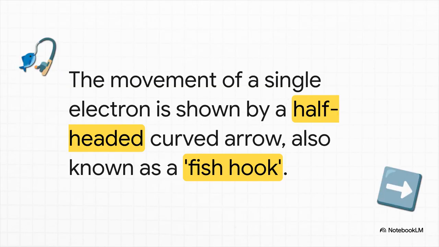In chemistry, you've got to watch the arrows. They tell you the whole story. And for this kind of split, we don't use a regular full-headed arrow. Instead, we use this special half-headed arrow that looks kind of like a fishhook. Whenever you see that, it's a huge clue that only one single electron is on the move.